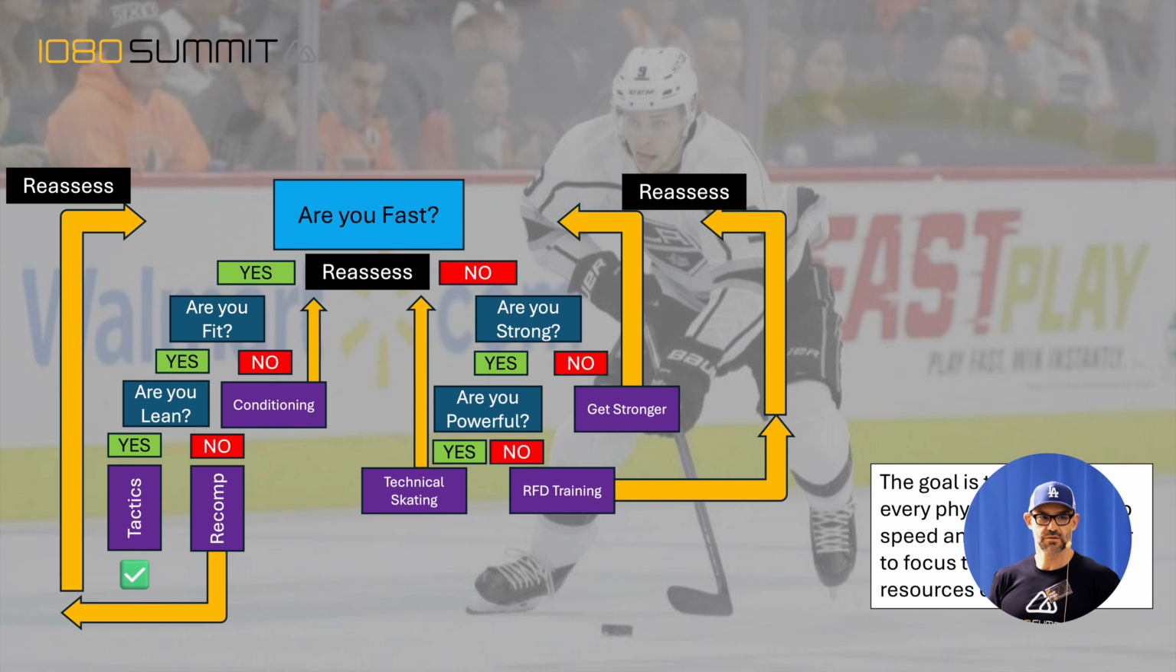So let me try to walk you through this. It's not super complex, but the first question I ask is, are you fast? And it's a yes or no question. So if you're fast, we'll work down the left side of the algorithm here. Are you fit? Yes or no? If it's no, work on conditioning. If it's yes, are you lean? Yes or no? No: get leaner, recomposition. Yes: tactics. Okay, the tree just ended.